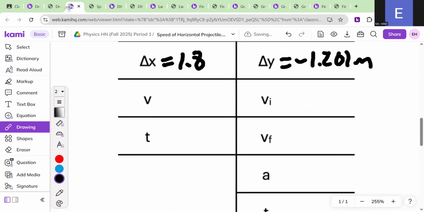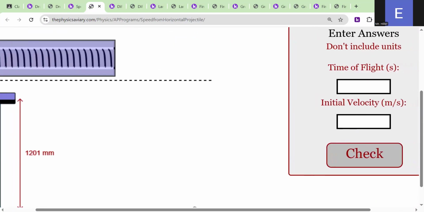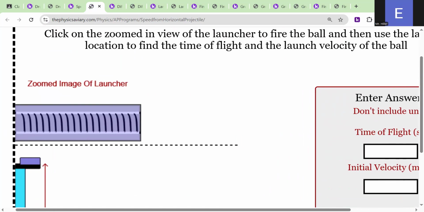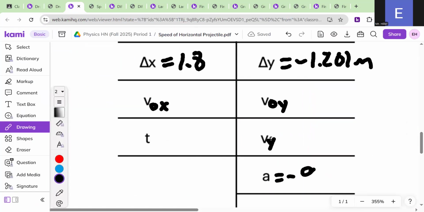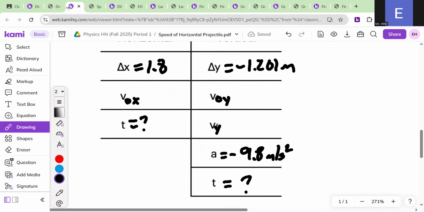This is going to be V naught in the X direction. This is going to be V naught in the Y direction. This is V in the Y. This is going to be whatever your acceleration is. In my problem, it didn't tell me that the acceleration should be anything other than on the surface of the Earth, so we are going to use negative 9.8. If it doesn't tell you otherwise, use negative 9.8. Otherwise, use what they tell you. And I don't know the time. I believe that's what we have to find. Yep, time of flight. So that's a question mark, and that is a question mark.